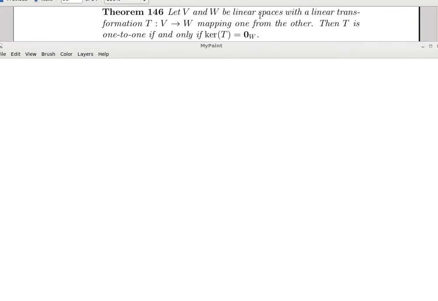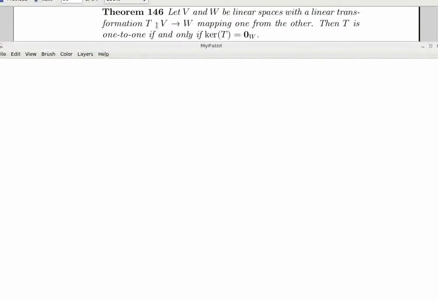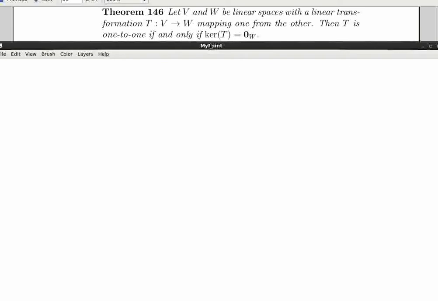Alright, I need to show that T is 1 to 1 if and only if the kernel of T is the 0 element of W, where T is a linear transformation. And one key thing is that this is an if and only if statement. That means that these two things happen at the exact same time. It can't be that it's 1 to 1 and the kernel's not equal to 0, and it can't be that the kernel is equal to 0 and T is not 1 to 1. These are really synonyms in some sense if you have a linear transformation.